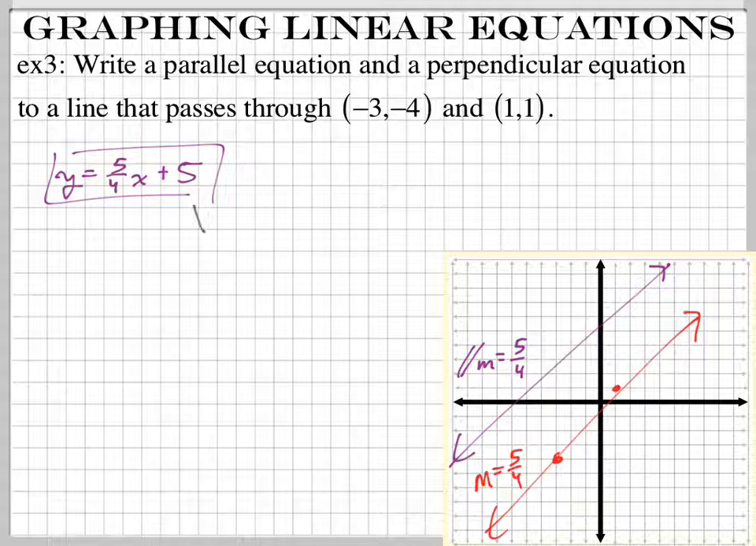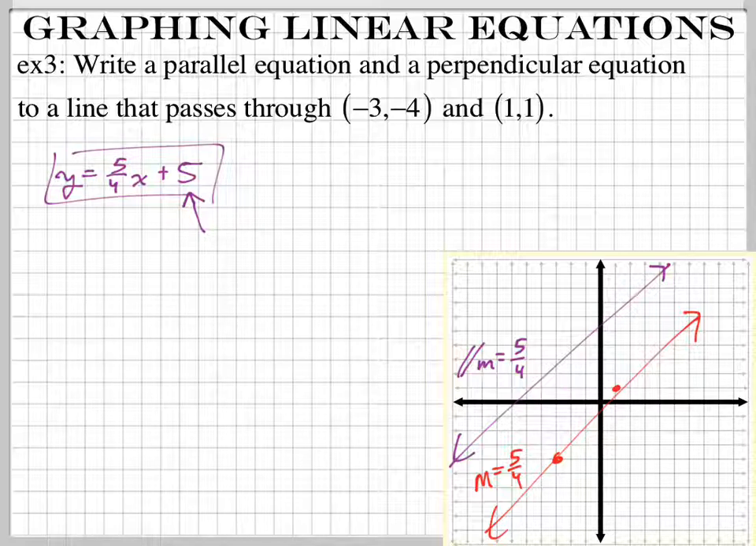Now, how did I pick 5? Why did I pick 5? Because it has to be a different y-intercept. Yes, it needs to have a different y-intercept than this one to be a separate line. Now, sometimes the problems give you a point. It says it has to pass through negative 2, 1. And then you would just use this point and find your new y-intercept. Or just use this point and use point-slope form. What does it say?